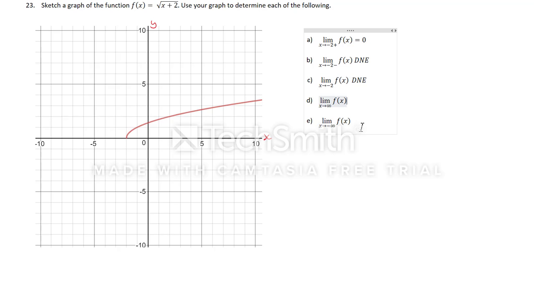So for D, the limit of f(x) as x approaches infinity. Infinity is going this way to the right because it's positive infinity on the x-axis. However, one can see that the function is infinitely increasing, meaning that the limit of f(x) as x approaches infinity would also be infinity.